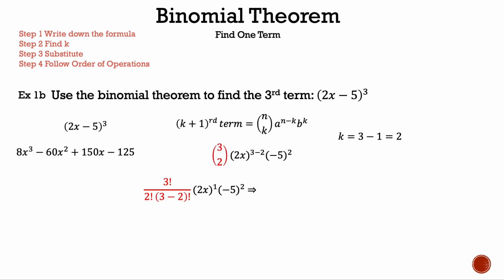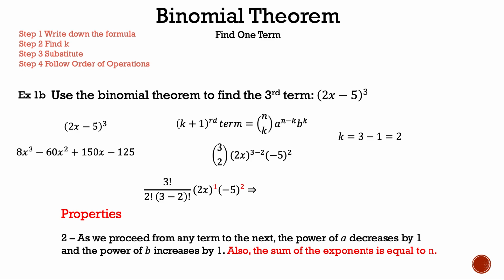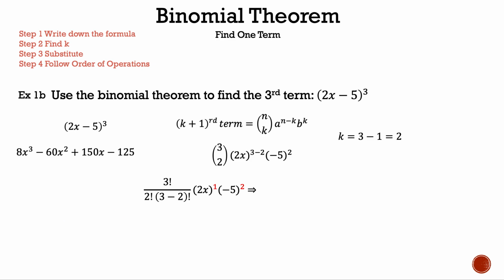Now, let's write n choose k using factorials. So 3 choose 2 becomes 3 factorial over 2 factorial times the quantity of 3 minus 2 factorial. We have also subtracted 3 minus 2, which is 1. So now our power of the quantity of 2x is 1. Now, let's take a look at both of our powers, 1 and 2. Do you think having 1 and 2 makes sense? Property 2 says, also, the sum of the exponents is equal to n. Since n, our power, is 3, we are on the right track since 1 plus 2 is 3.